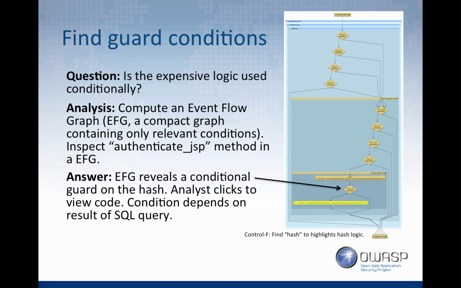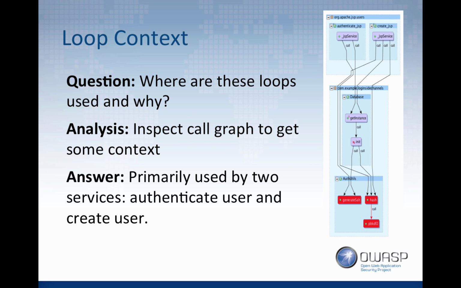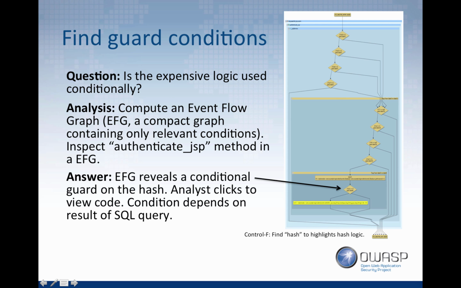So the next step is to say, okay, it's definitely expensive, but are either of these things done in some sort of branch? Meaning, there could be a case where it's expensive in one case and a case where it's expensive in another case. And so what we do is we generate this thing we call an event flow graph.